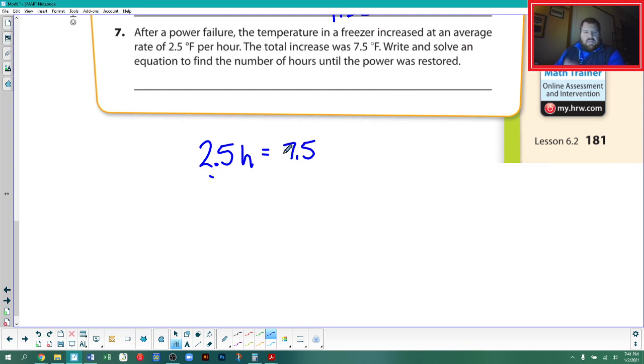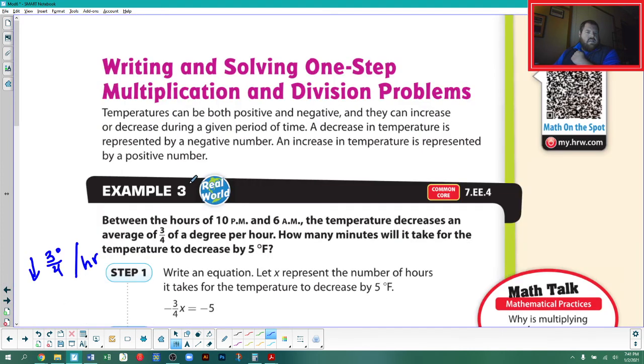So what's happening to this? It's being multiplied by 2.5. So we want to divide by 2.5 on both sides. And so to me, it seems like that's going to be that it was out for 3 hours. Okay, it was 3 hours that the power was out. Just double check. Yeah, that is the last thing.